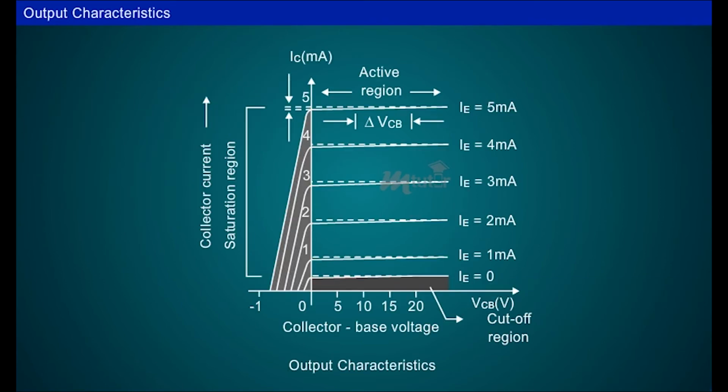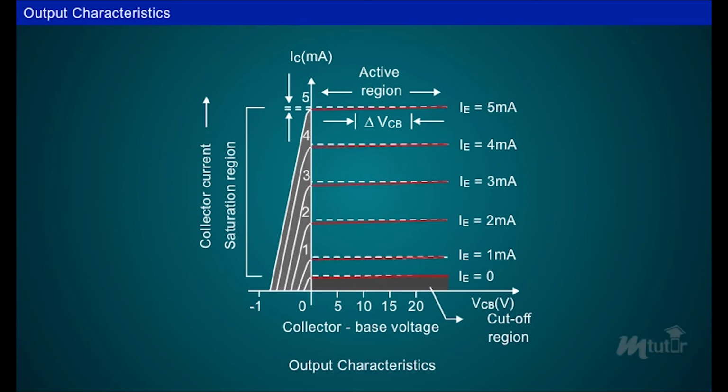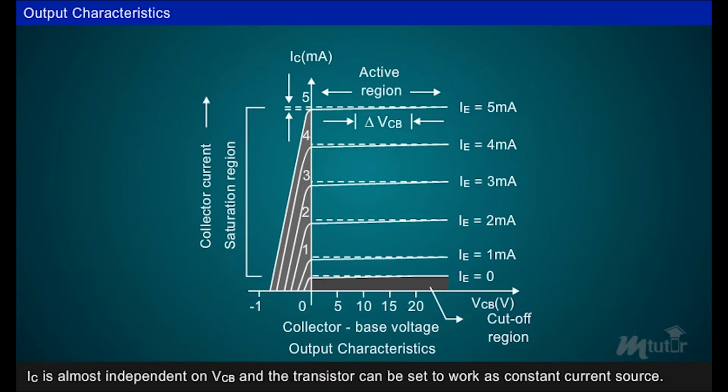In the active region, the collector current is essentially almost constant and the graph is almost parallel to x-axis. The collector current IC is almost independent of collector base voltage VCB, and the transistor can be set to work as constant current source. This provides very high dynamic output resistance.